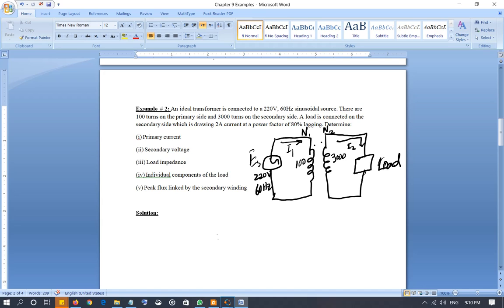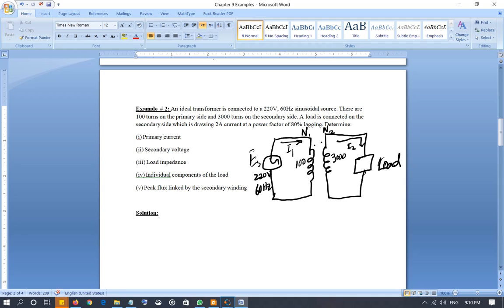Let's discuss example 2 of chapter number 9. We have an ideal transformer connected to a 220 volt RMS source, 60 Hz frequency. We have 100 turns on the coil on the primary side and 3000 turns on the secondary side. We have a load connected here. Secondary current is 2 ampere and the power factor is 80% lagging. So we know that if it is 80% lagging, that means the load is an inductive load.